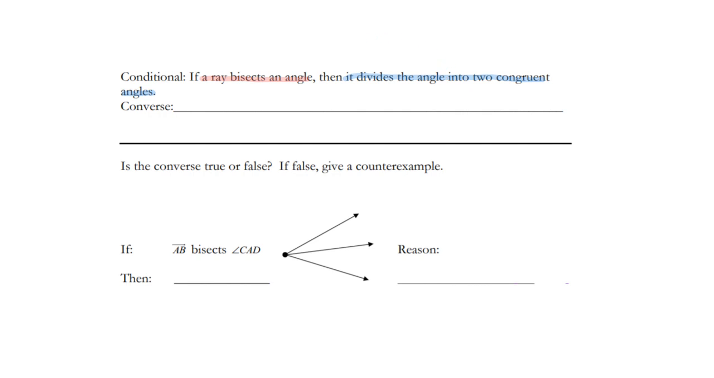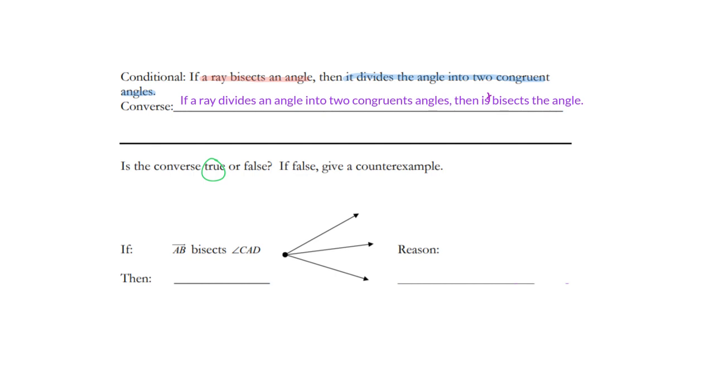And for that, you should have got, if a ray divides an angle into two congruent angles, then it bisects the angle. Oh my goodness, another typo. I apologize. It bisects the angle. All right, so true or false? Well, if a ray divides an angle into two congruent angles, then it is bisecting the angle. That is, again, true. It's a biconditional, works both ways. So we can use it as a definition to write a conclusion in a step.